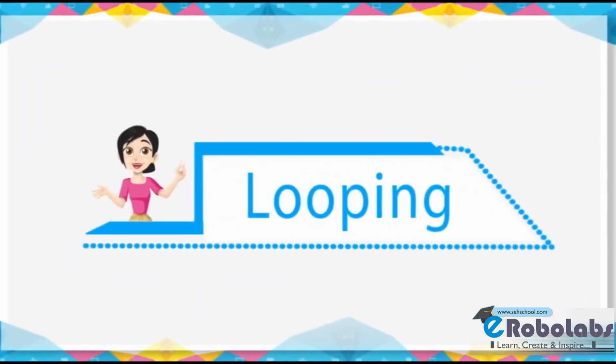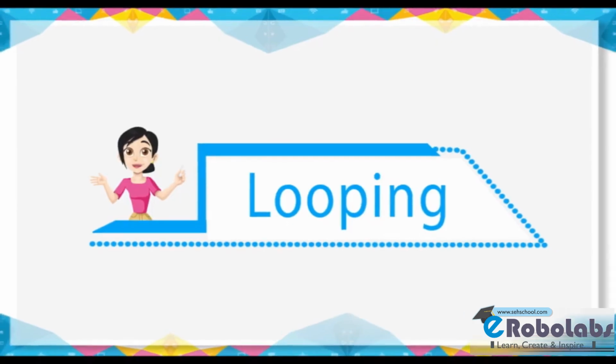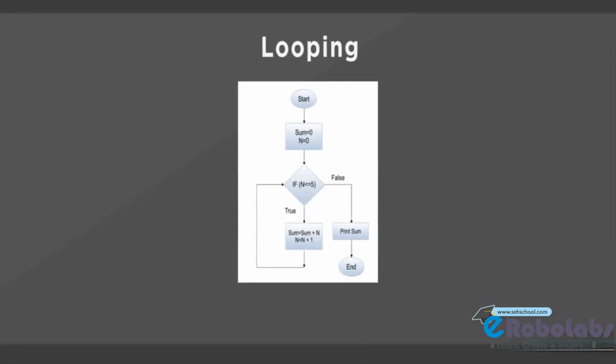Looping. A loop is a sequence of instructions that is repeated until a condition is satisfied. For example, if you need to add a number in a series of 1 to 5 to process further in a program, a process needs to be repeated for a certain number of times until the task is completed successfully.